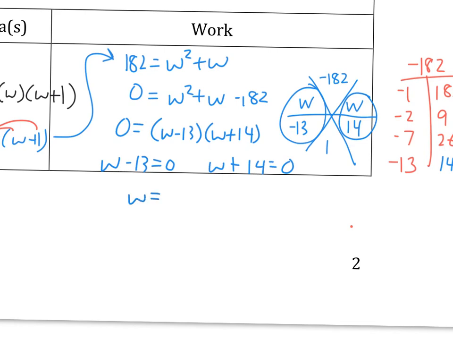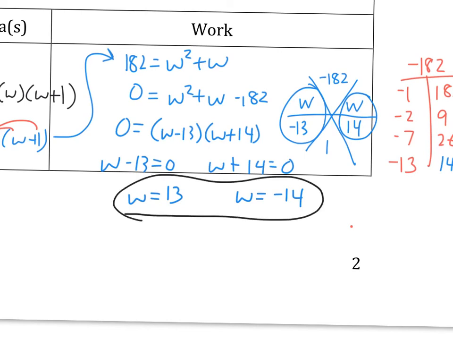And to answer the question that came up earlier, will both of them work? Go ahead and discuss real quick with your neighbor. We're claiming that my width is 13 or negative 14. Which of these does not make sense? Discuss. All right, so the negative 14. Why? Because distance cannot be negative in the context of height and width. Distance cannot be negative.